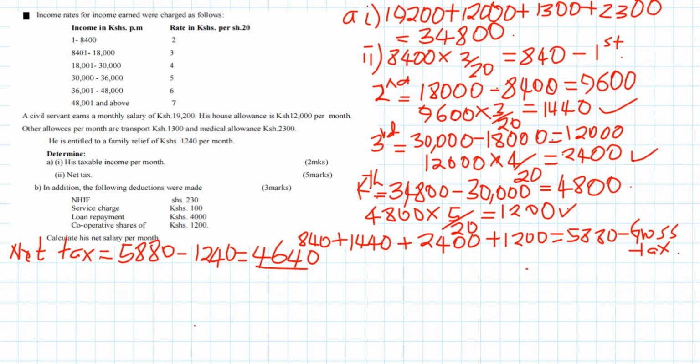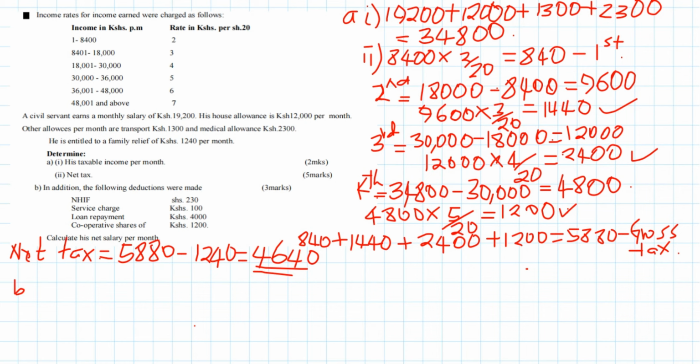And then, part B, we are told, in addition, the employee has the following deductions. The following deductions were made: NHIF 230, service charge 100, loan repayment 4,000, cooperative shares of 1,200. So we want to know his net salary per month. Now note, these deductions were not allowable deductions. These are regular deductions. They are not exempted from taxation.